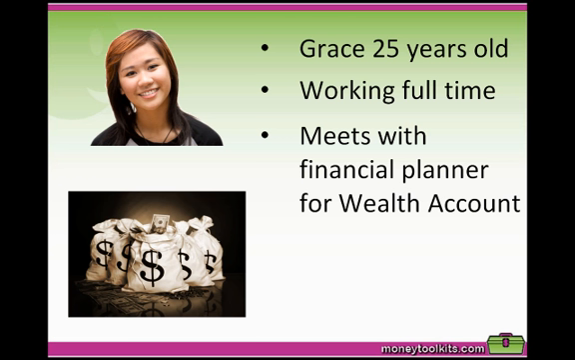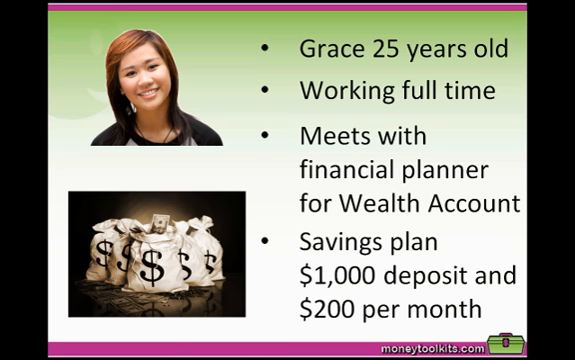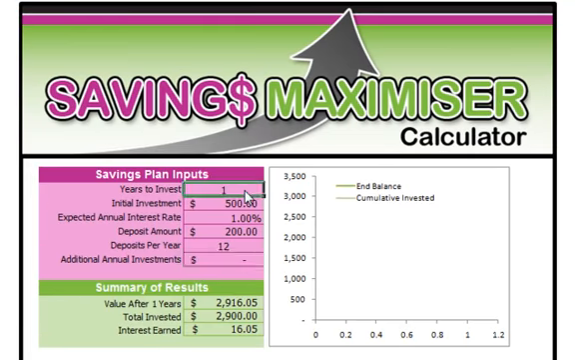They agree to start a regular savings plan into a managed fund where she will deposit $1,000 and put $200 per month into the account every month. So let's have a look at what it'd be worth in 10 years' time. So we just go to years to invest and we put in 10 years.